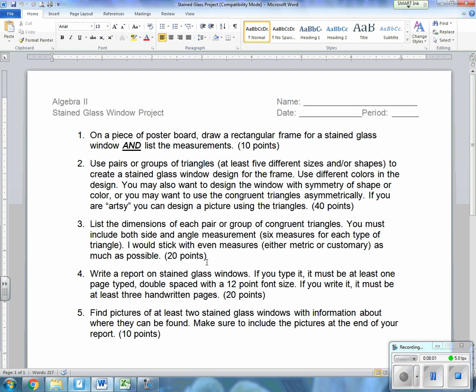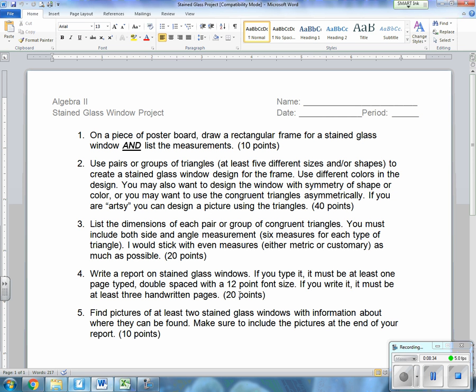And you can write anything you want about stained glass windows. So you look up what you find interesting about stained glass windows or do some research on them. And that's what you write about. And then the last part, you need to find pictures of at least 2 stained glass windows with information about where they can be found. So after you write your one-page report or your three-page report, you are going to include 2 pictures, and you need to include where the stained glass windows can be found.